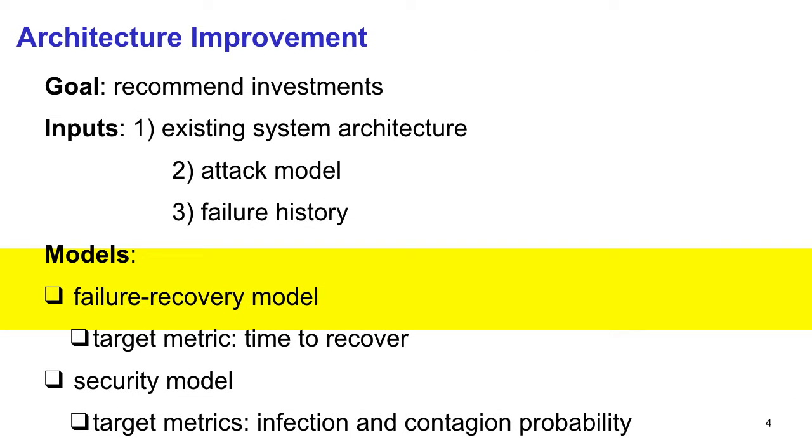The goal of the architecture improvement process is to recommend architecture investments. The inputs to the process are an existing system architecture, an attack model, and a failure history. First, we'll focus on the failure recovery model.